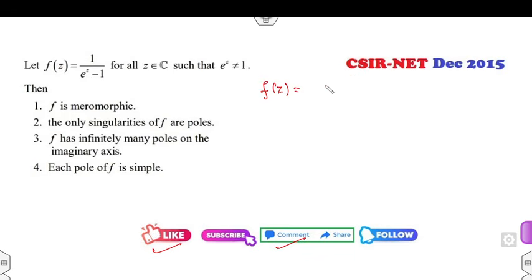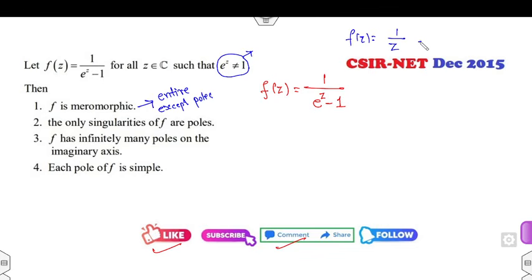F of z is 1 over e raised to power z minus 1. Then f is meromorphic. Meromorphic means that the function is entire except at the poles. Remember, this condition is given to define the function, like we can say 1 over z, where z is non-zero. This doesn't mean that e to the z can never be equal to 1. This condition is only implied to well define the function.